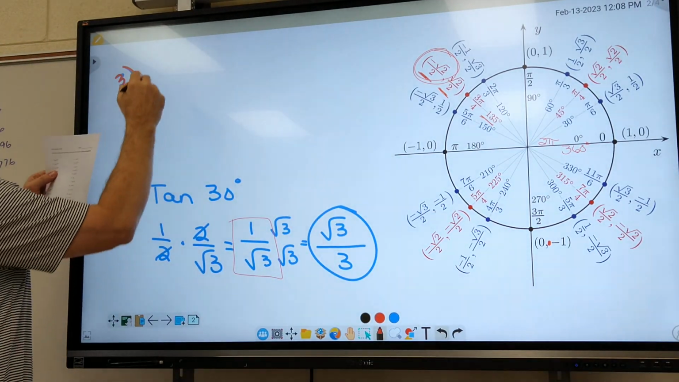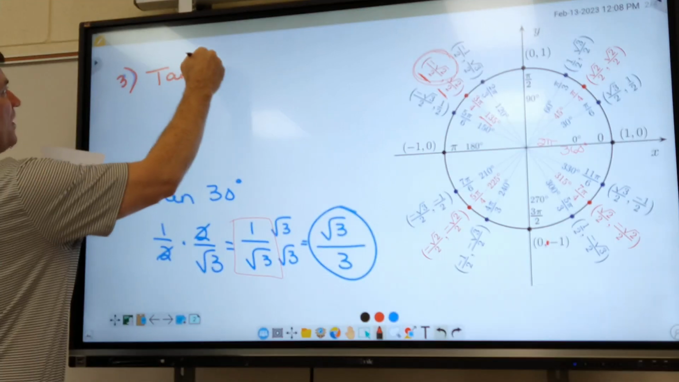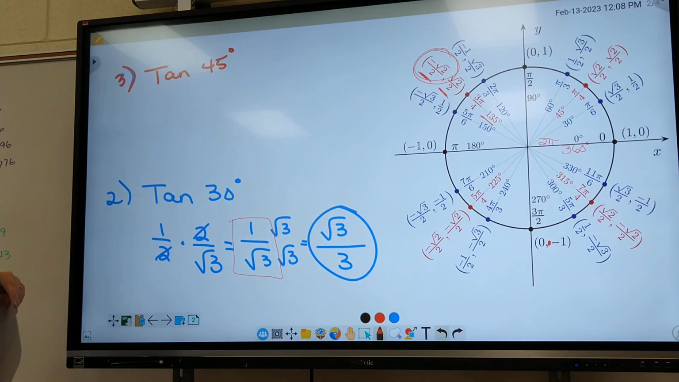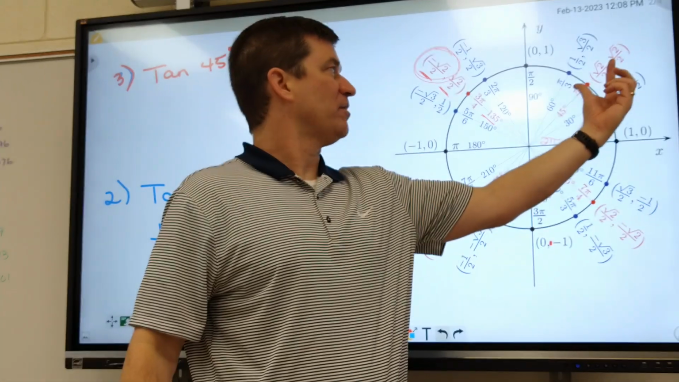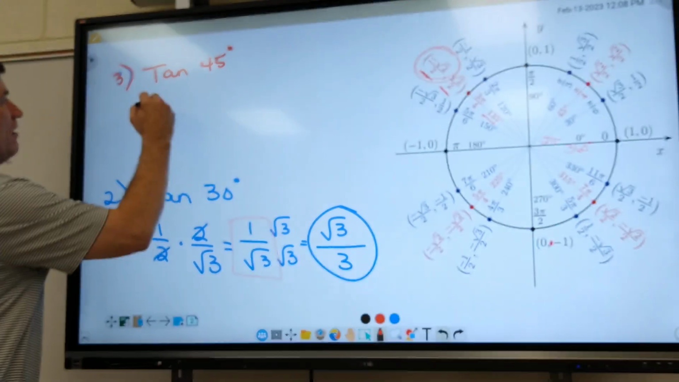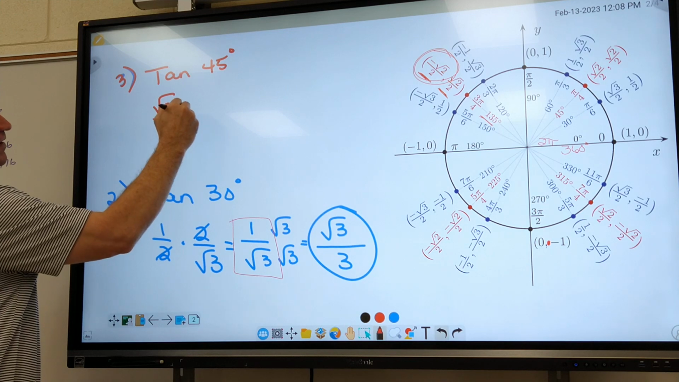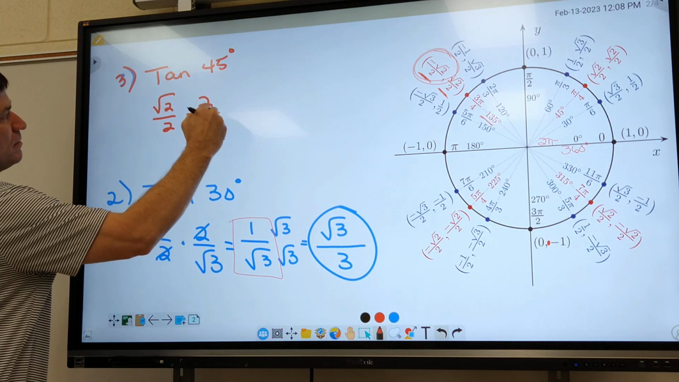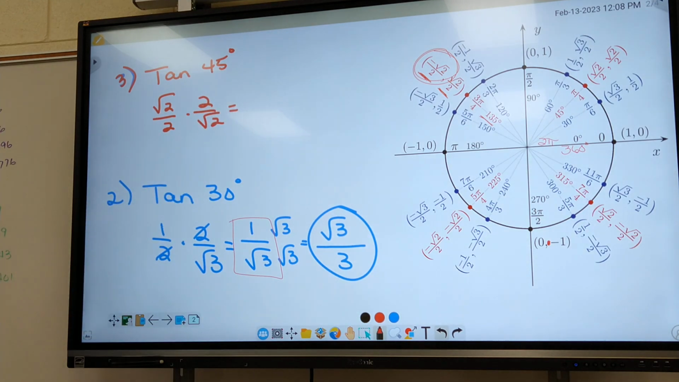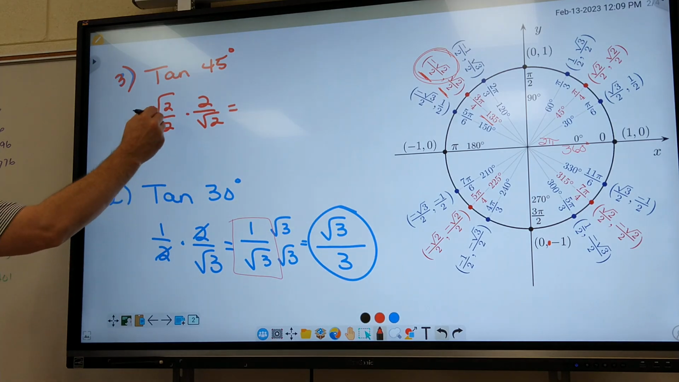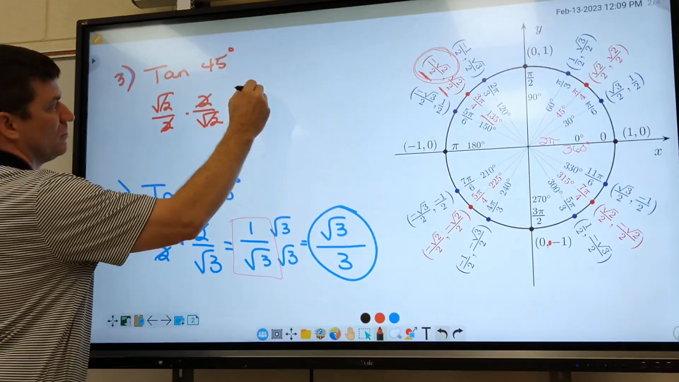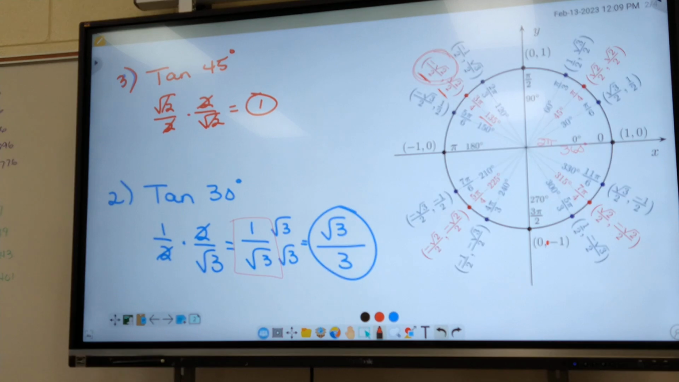All right, number 3 says tangent of 45 degrees. I think this one's going to be an easy one. Here's my 45. I write down my y first, and I flip my x. All right, so what makes this one an easy one? Everything cancels out. So what's my answer? 1. I like those.